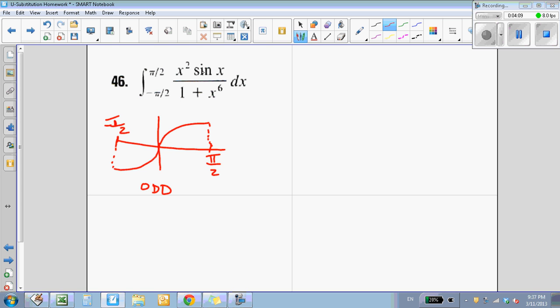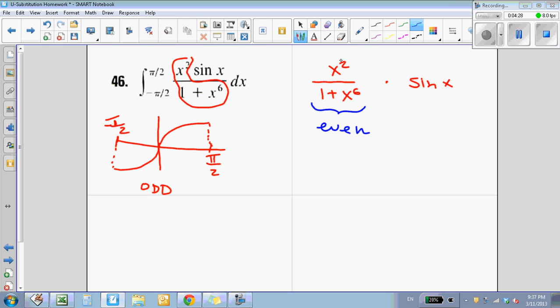So how would you know that this is an odd function? Well, if you break it up and take a look at this function separately, think of it as a product of x squared over 1 plus x to the 6 times sine of x. You recognize that the first part is an even function because the two exponents you have are even, so if you try to replace x with negative x, you get exactly the same answer. And sine of x is an odd function. And when you multiply an even function by an odd function, you get an odd function. And because your limits of integration are exactly the same and one is positive, one is negative, the resulting area will just be 0.